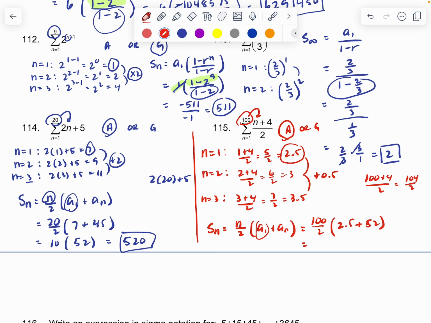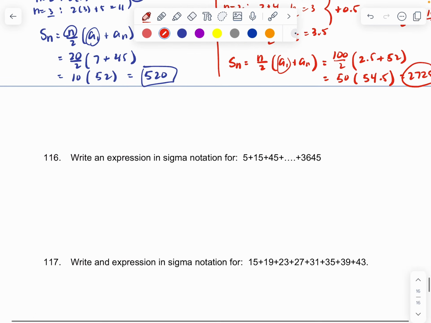Okay, now putting this together, 100 divided by 2 is 50. 2.5 plus 52 is 54.5. So multiplying those together, 50 times 54.5, that's 2725. Okay? All right, let's look at 116.